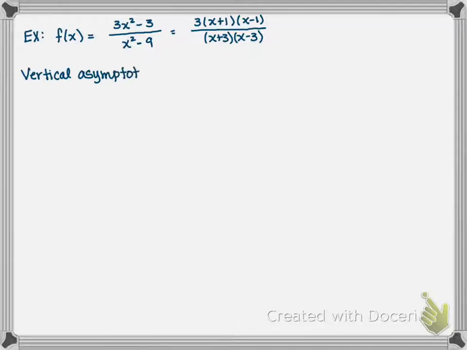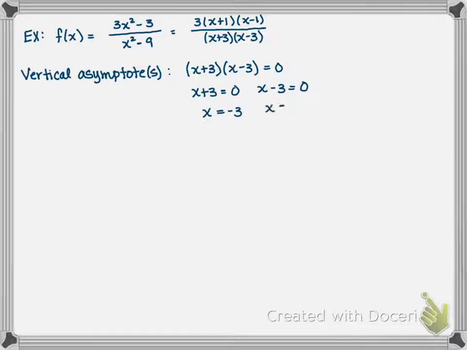How do I find the vertical asymptotes? Colton. Take the denominator and set it to 0. Mm-hmm. So it is most convenient to use the factored form in this case, because then we can just set each of those factors equal to 0. So we have x plus 3 equals 0, and x minus 3 equals 0. So x equals negative 3 and x equals 3 are my vertical asymptotes. I'm just going to start a list up here.